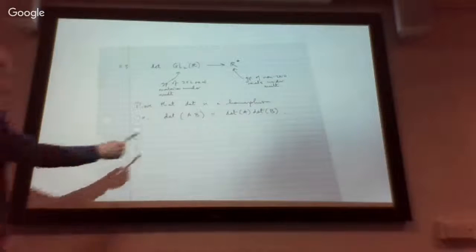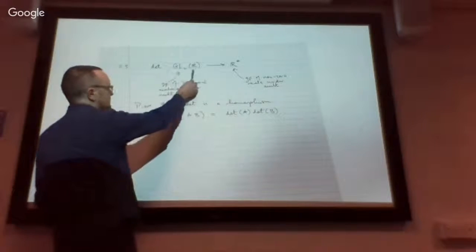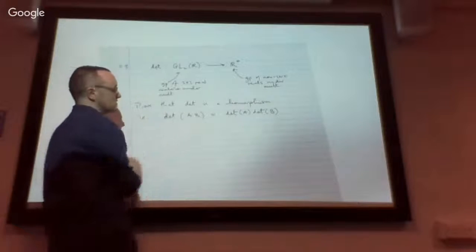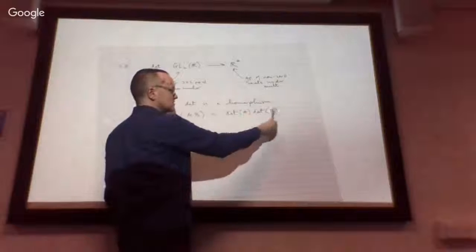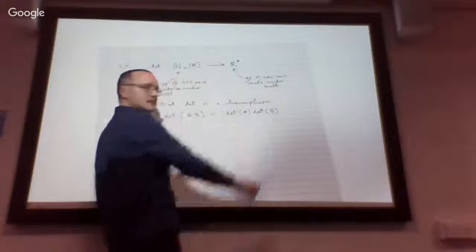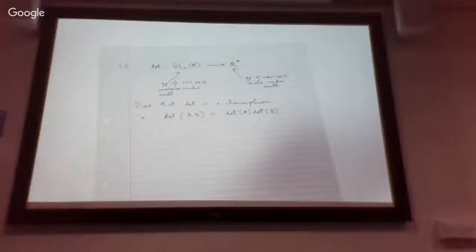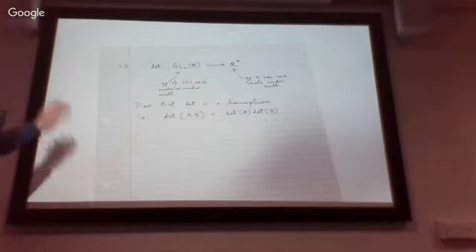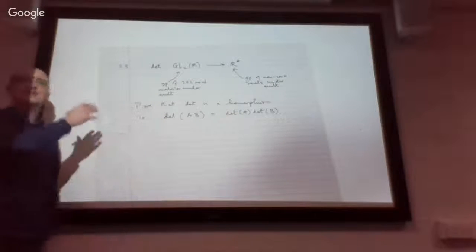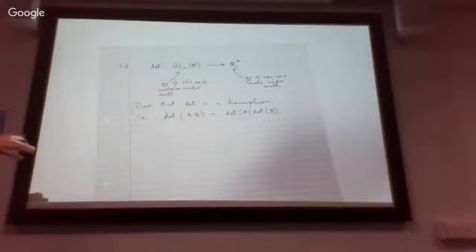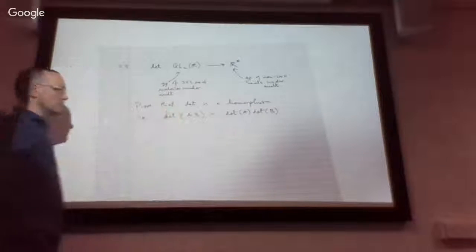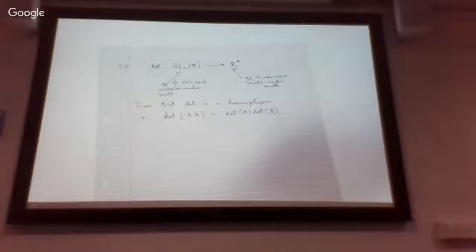You notice this product is taking place in GL2, the product of these two matrices. The product of the two determinants, well, the determinants are just real numbers, and you're multiplying together the real numbers. So that is exactly the homomorphism. Of course, you're very familiar with that property already. That was central to one of your coursework problems in linear algebra last year, Stephen, remember? And it's something that we use at the drop of a hat when we're doing matrix algebra as well.